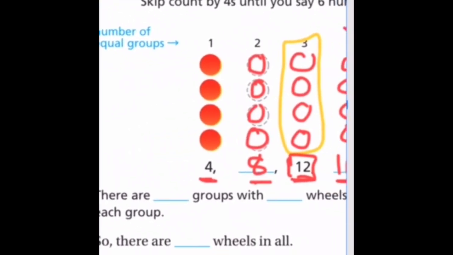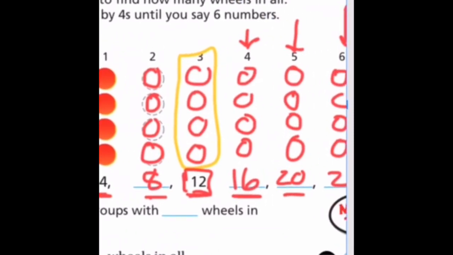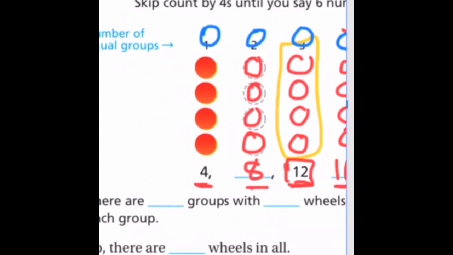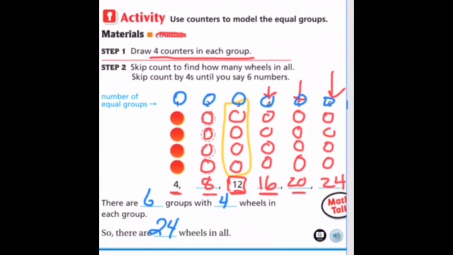There are blank groups with blank wheels in each group. How many groups are there? Well, that tells us right here. 1, 2, 3, 4, 5, 6 groups. So there are 6 groups with how many wheels in each group? 4 wheels in each group. So there are blank wheels in all. We already counted them up. 24 wheels in all. Okay.